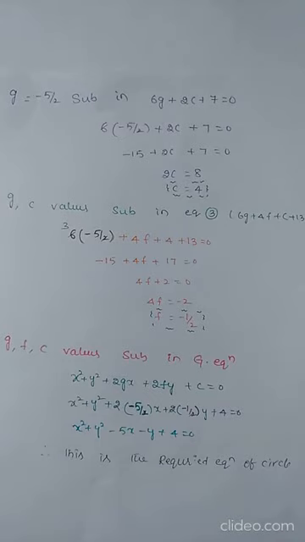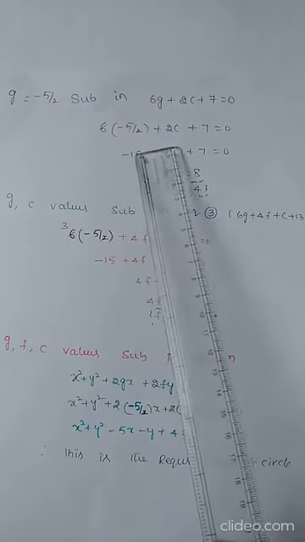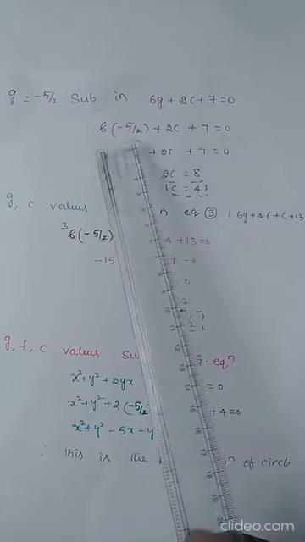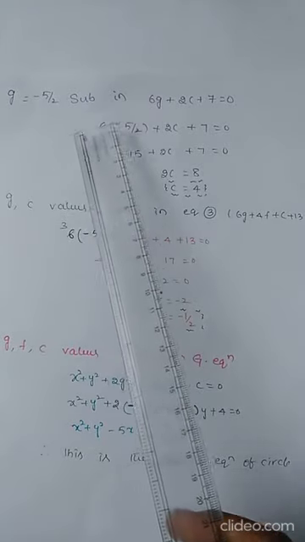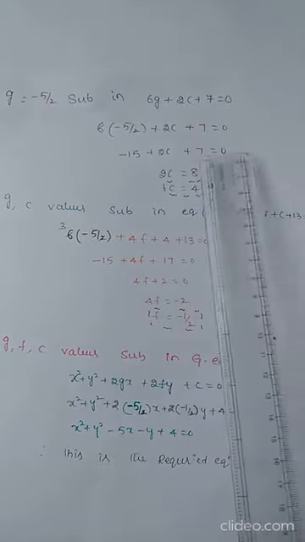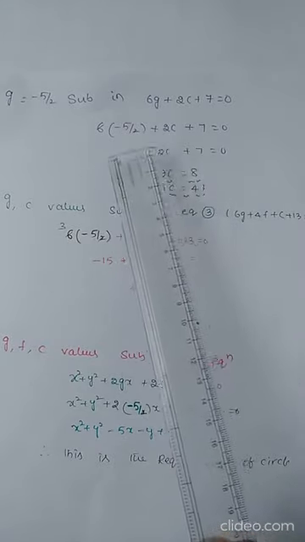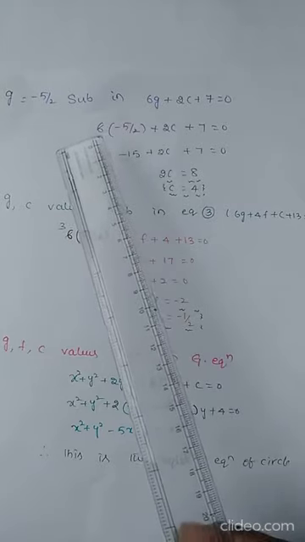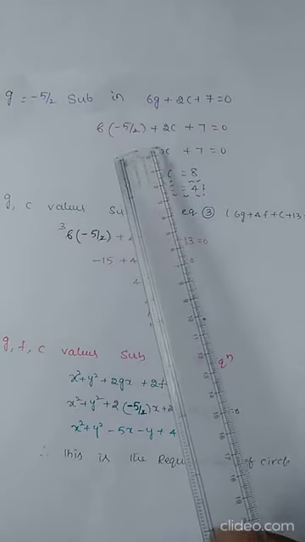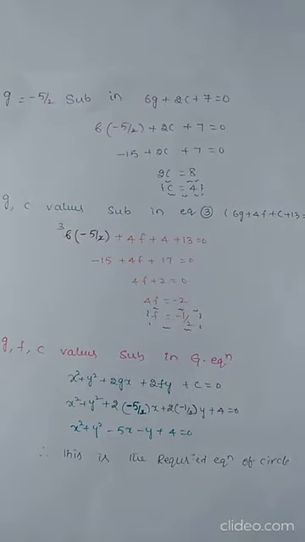Substituting in 6g plus 2c plus 7 is equal to 0. So 6 into what is the value of g here? Minus 5 by 2, plus 2c plus 7 is equal to 0. 2 1s are 2, 2 3s are 6. Therefore plus into minus, minus 3 5s are 15, plus 2c plus 7 is equal to 0. Minus 15 plus 7 is minus 8. This is negative, so that side goes to positive. Therefore 2c is equal to 8. 2 4s are 8. Therefore the value of c is 4.